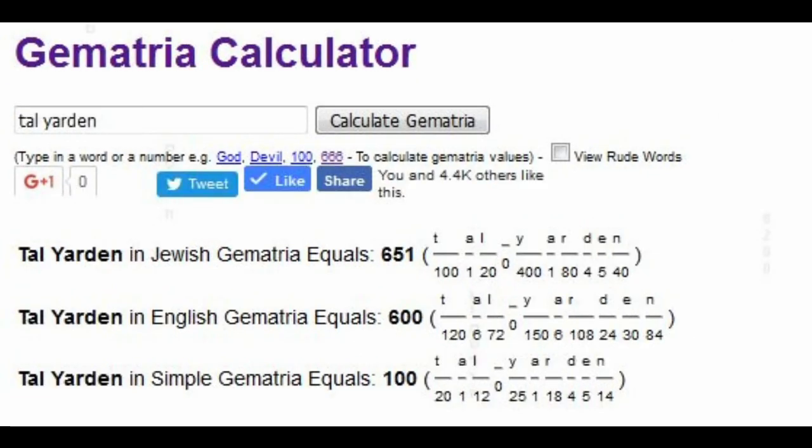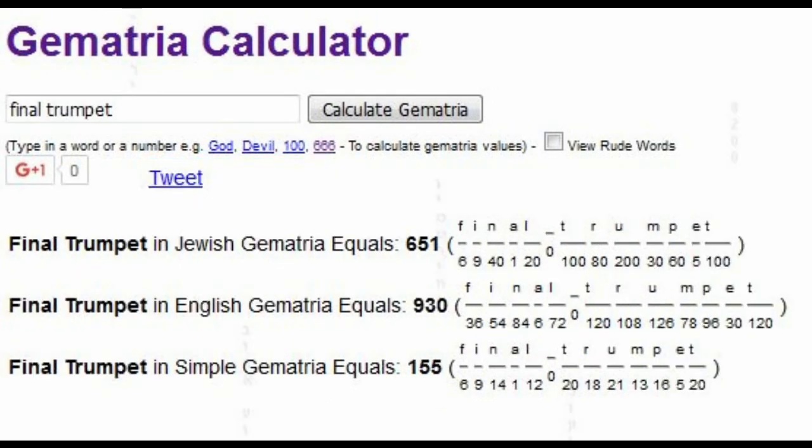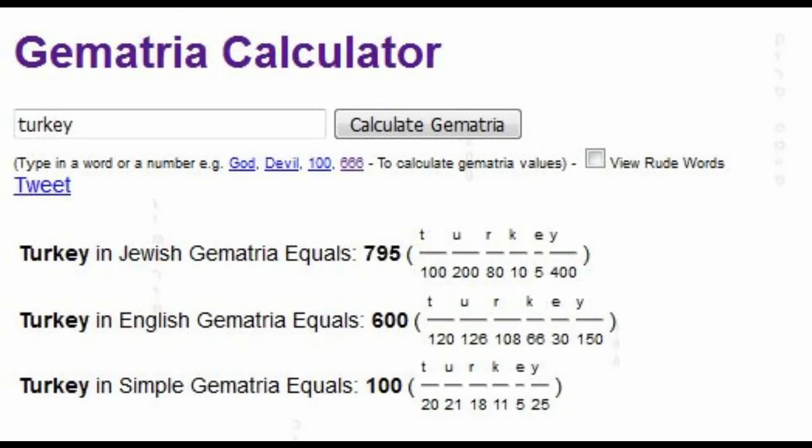Now, Tal Yarden is the person who put all this together, supposedly. Tal Yarden. Happen to have any matches for his name? The Final Trumpet. And if our timeline is correct, it'll make references to current events, like Turkey, matching Tal Yarden.